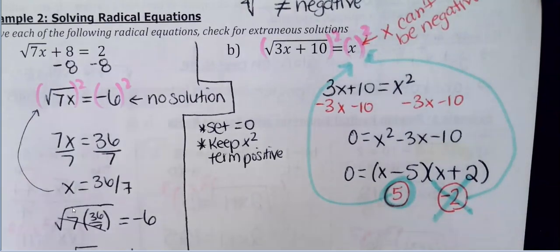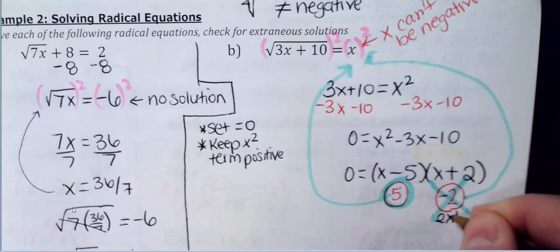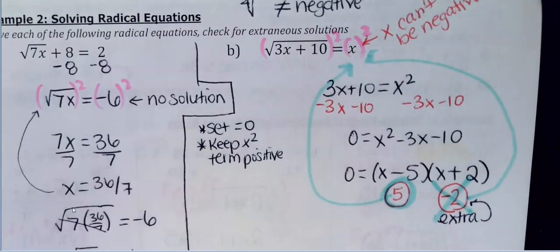So, and you don't have to define that or anything, but I'm going to write it on my paper here. That negative 2 will not work in that problem, but the 5 will. So in this case, one answer works and one answer doesn't. Just got to check and make sure it doesn't make your square root equal to a negative, and you'll be good.